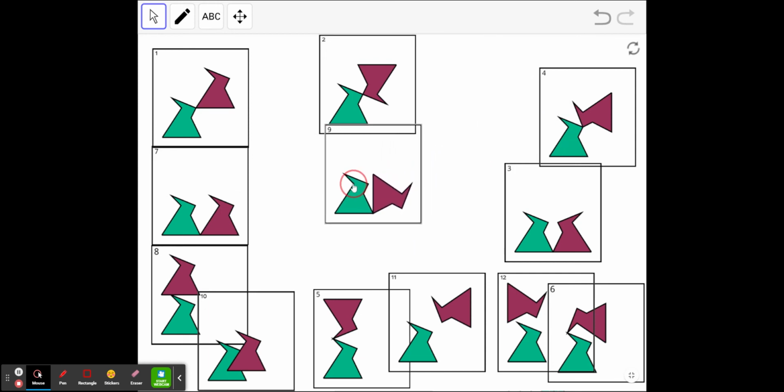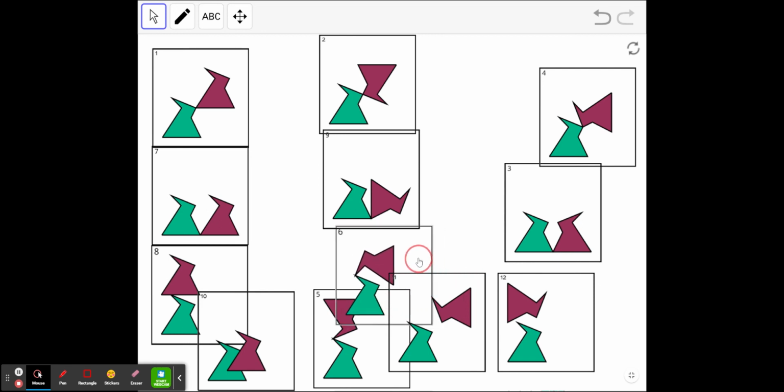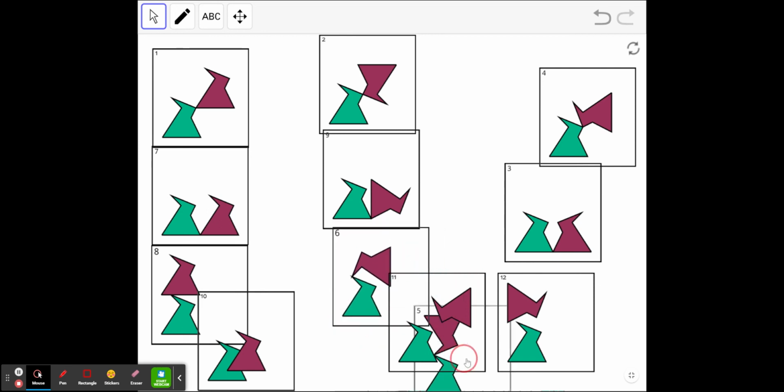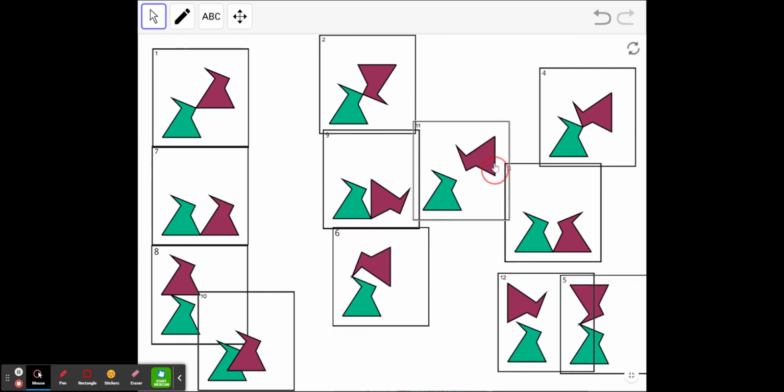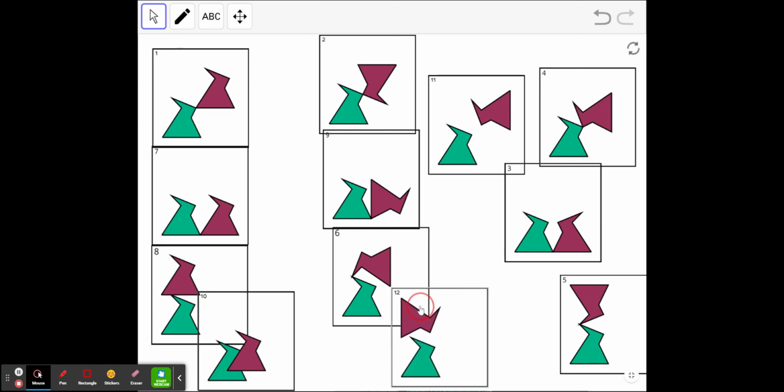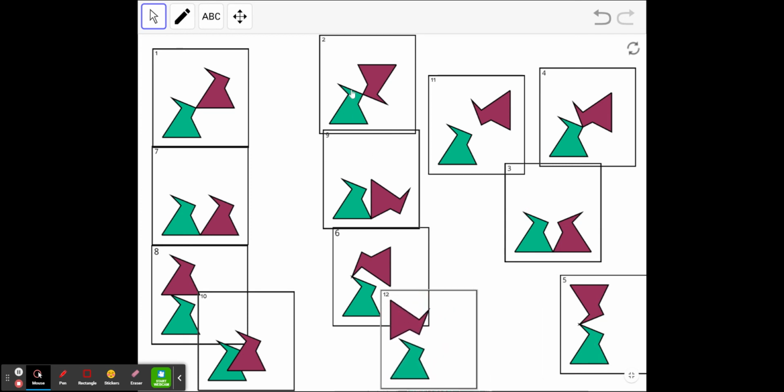Okay, number 9. That one looks like a turn, to me at least. Number 6, I think that one looks like a turn. And here's one, number 12. I think that one looks like a turn. All right, so I have 2, 9, 6, and 12 together.